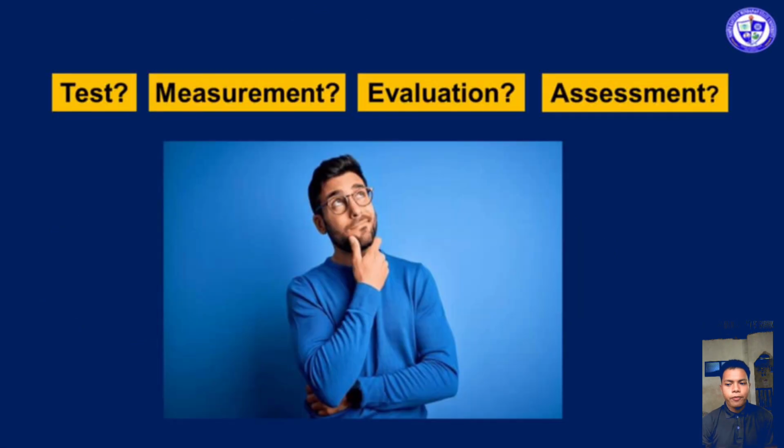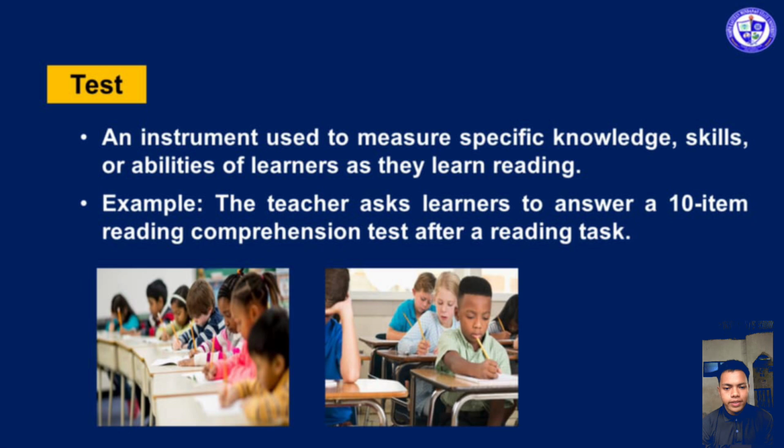To undertake an effective assessment of reading and text comprehension skills, the distinguishing features of tests, measurement, evaluation, and assessment must be clearly distinguished. So now let us define these key terms. First, the test. It is an instrument used to measure specific knowledge, skills, or abilities of learners as they learn reading. For example, the teacher asks learners to answer a 10-item reading comprehension test after a reading test.